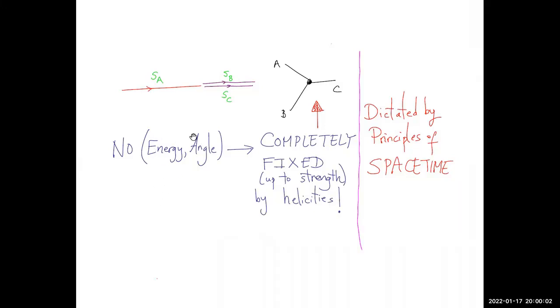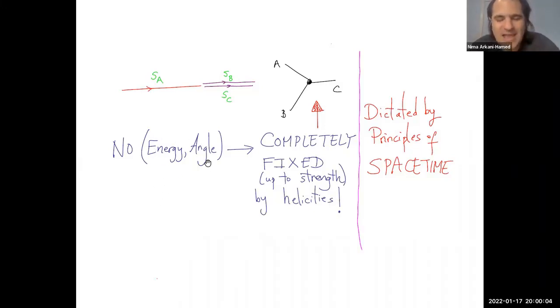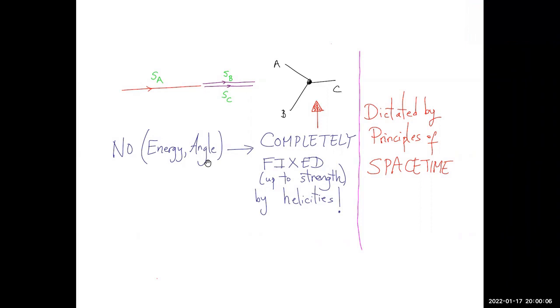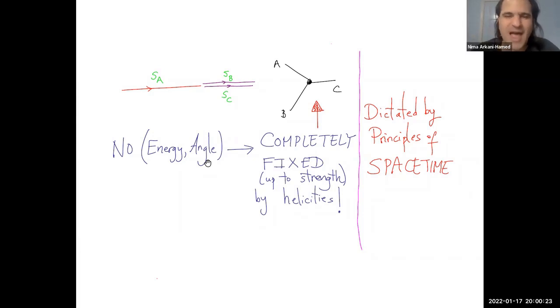So there's no dependence either on energy or on angle. Yes, sorry. Theoretically speaking, in principle, it should be possible that you emit two particles that go in opposite directions, maybe with different velocities, and that would still conserve momentum. Except because the particles are massless, they have to move at the speed of light. That's the point. Because they're massless, they're always moving at the speed of light, and this is where relativity plays an important role, and that's why I say this is dictated by the principles of space-time.